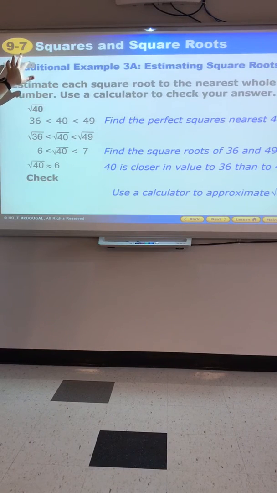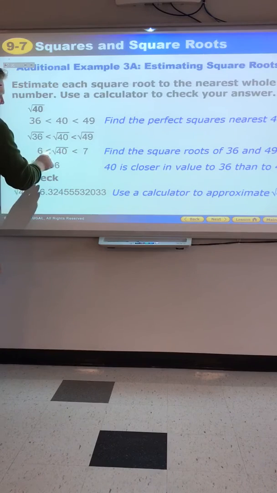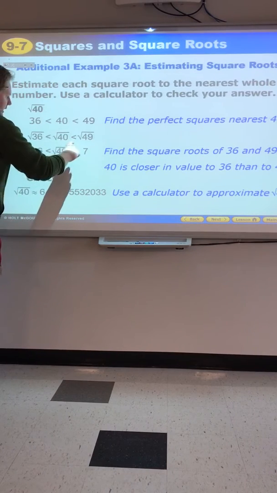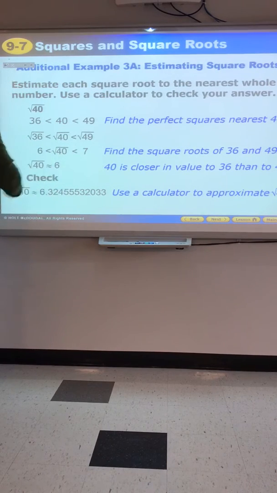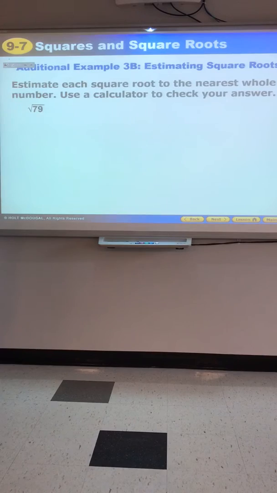Check that. Use a calculator. Oh, 6.32. Now, I've been doing this for a while, so I'm decent at guessing. We saw that it was only 4 away here and 9 away here. So, we wanted to go about a third of the way and got 6.35. We were pretty close. All right, let's do another one.